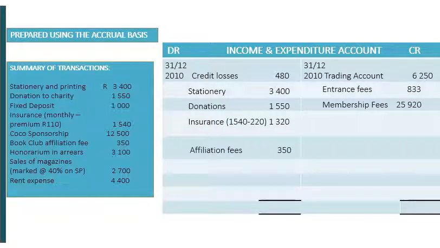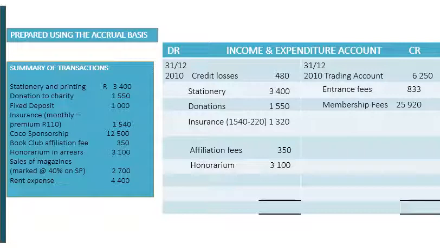Affiliation fees, 350. Honorarium in arrears, it's an expense that should have been paid, but it was not paid. Therefore, we will include it, 3,100 on the debit side. Then the sales of magazine, which were marked up at 40% on selling price, we are going to reflect only the gross profit in the income and expenditure.